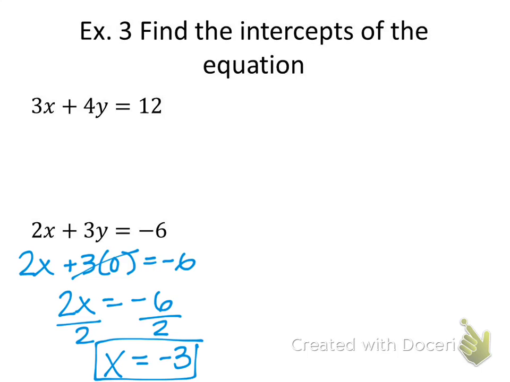Very good. Okay, Danielle, I want to find my y-intercept. So what am I plugging in and for what? 2 times 0. Perfect. Plus 3y equals negative 6. Very good. Okay, Devin, what happens?